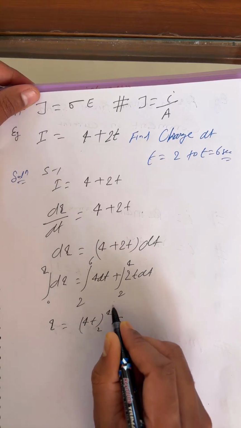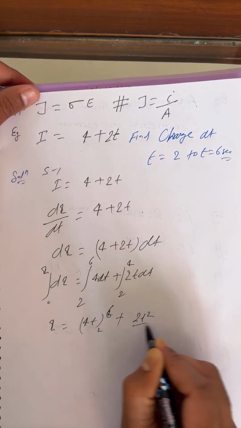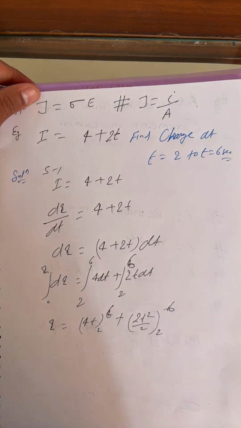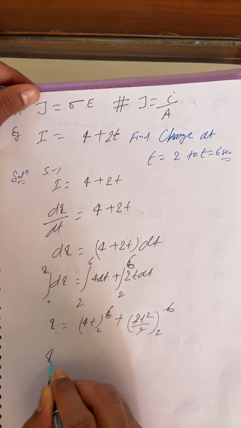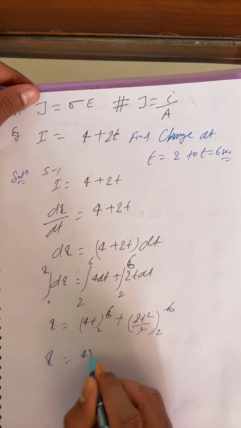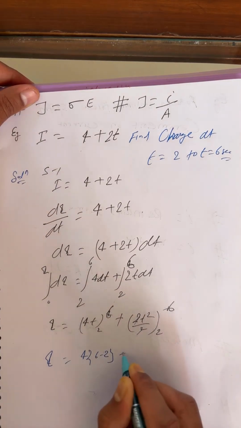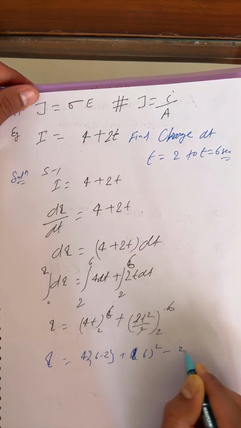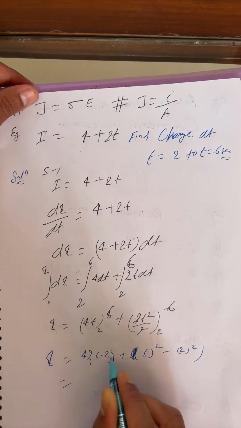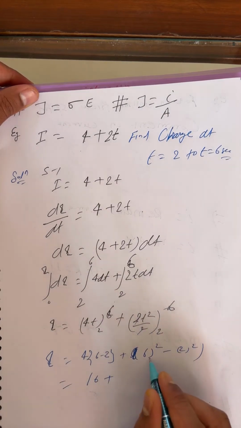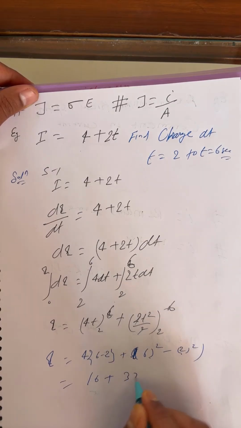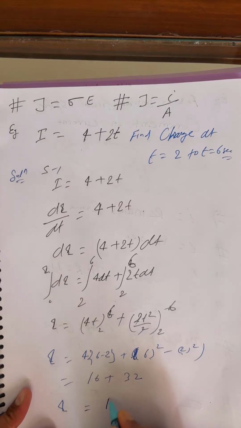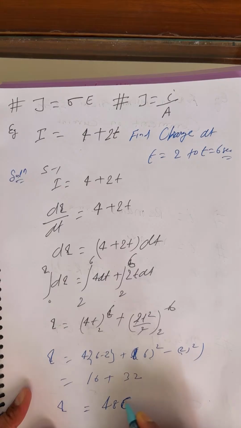Limit 2 to 6, plus 2t square by 2, limit 2 to 6. You can see these two cancel here. So q is equal to 4 into 6 minus 2, plus t square, that is 6 square minus 2 square. So this is 4 into 4 is 16, plus 36 minus 4, which is 32. So you will get q equals 48 coulomb.